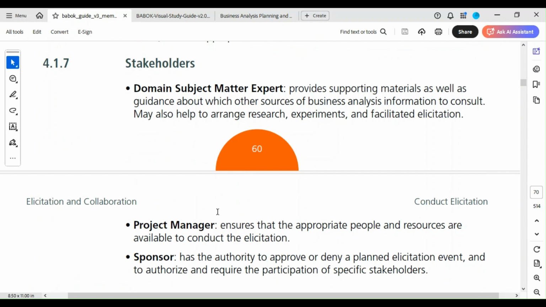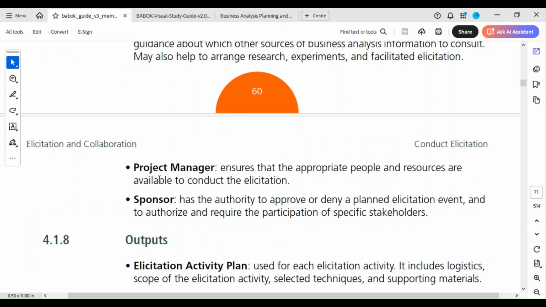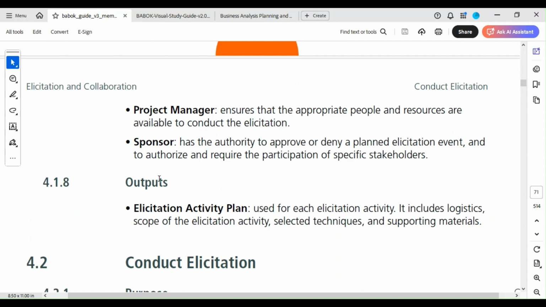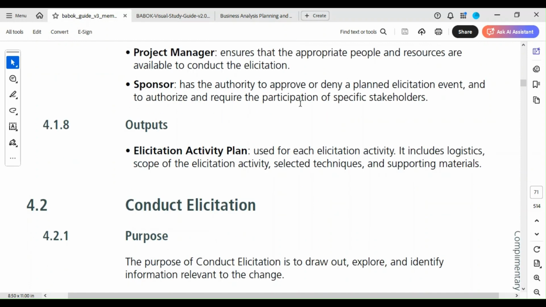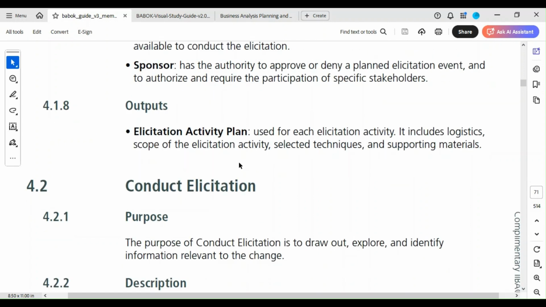Stakeholders. Who are your stakeholders? Your domain subject matter expert, as always, provides supporting materials as well as guidance about which other sources of business analysis information to consult. They may also help to arrange research, experiments, and facilitated elicitation. The project manager ensures that the appropriate people and resources are available to conduct elicitation. Your sponsor has the authority to approve or deny a planned elicitation event and to authorize or require participation of specific stakeholders. And what is your output?